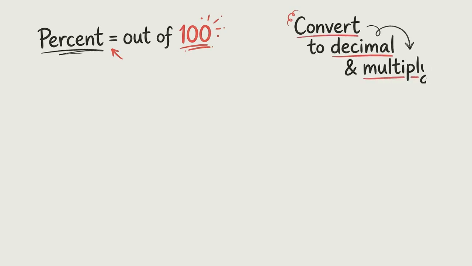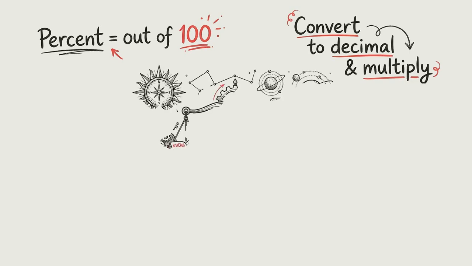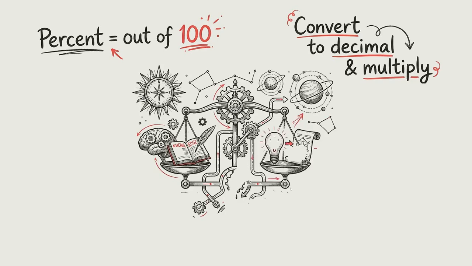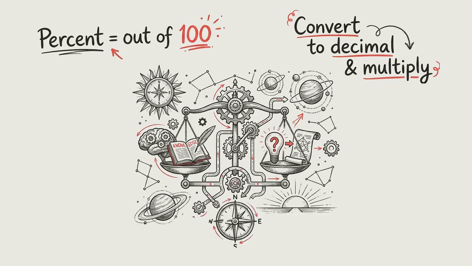Let's end by gathering what we've learned. Percent means out of 100. To find a percent of a number, convert the percent to a decimal and multiply. Then pause and ask whether the answer makes sense. This careful, ordered thinking reflects the faithfulness of the God who made a world that can be known and understood.